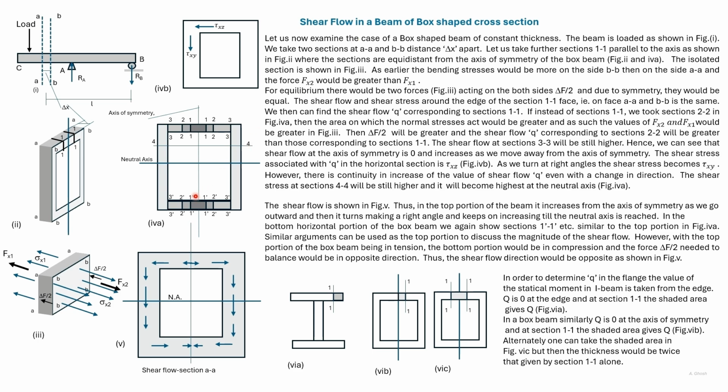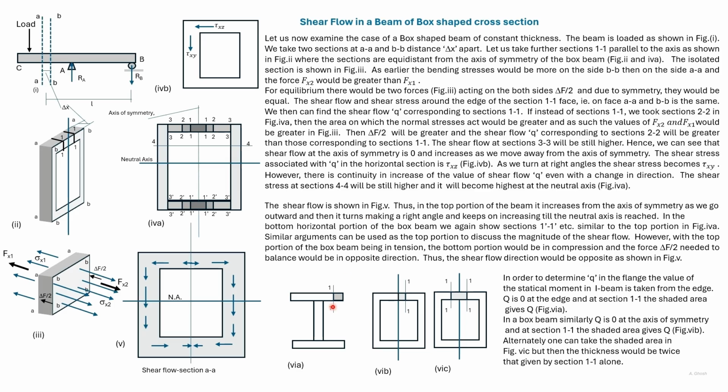Let us now consider sections 1-1 on either side of the center line. The stresses acting here are compressive. So the direction of shear flow will be opposite to the top portion. If we consider the section 2-2 on either side, then the shear flow will increase in magnitude. So the overall shear flow variation will be as shown in this diagram. This shear flow is for section AA.